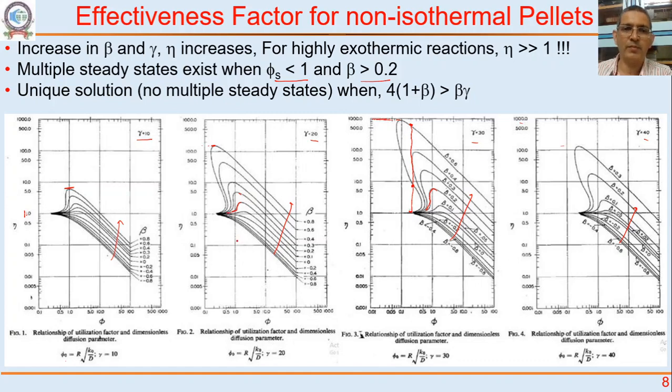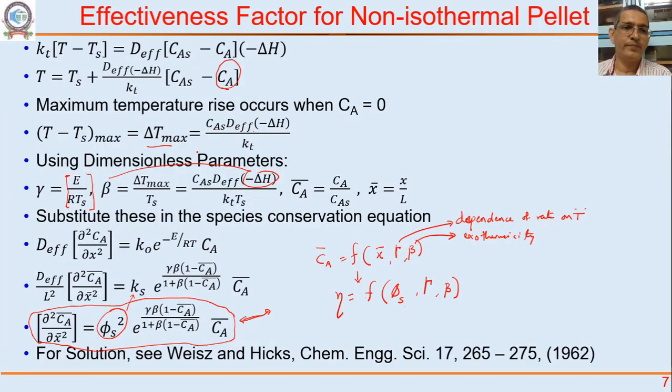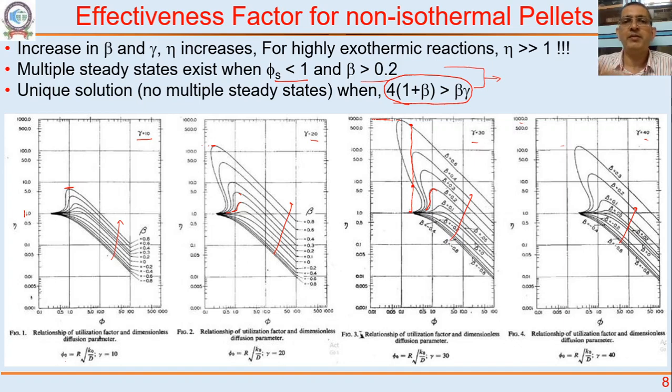When phi s is less than, right? There will be no multiple steady state when this parameter 4 into 1 plus beta is greater than beta gamma. We are not deriving these. I'm just giving you the results, the cases where you can calculate values of gamma and beta. Gamma and beta you can calculate without actually doing the reaction, since they depend on just delta H, E, effective diffusivity and thermal conductivity. You can know these values of beta and gamma a priori, before you start doing the reaction. Then you can think about whether these kinds of effects are going to come into the picture for your reaction or not.